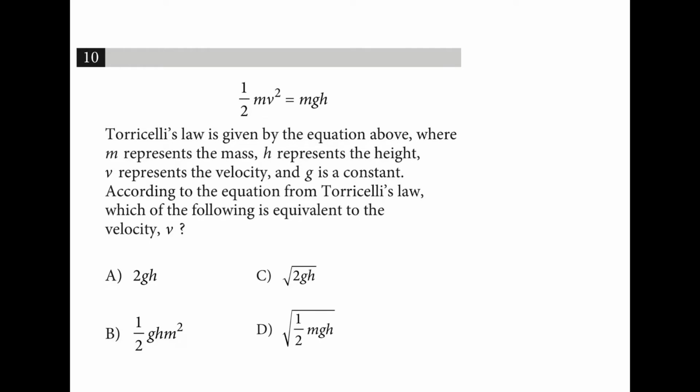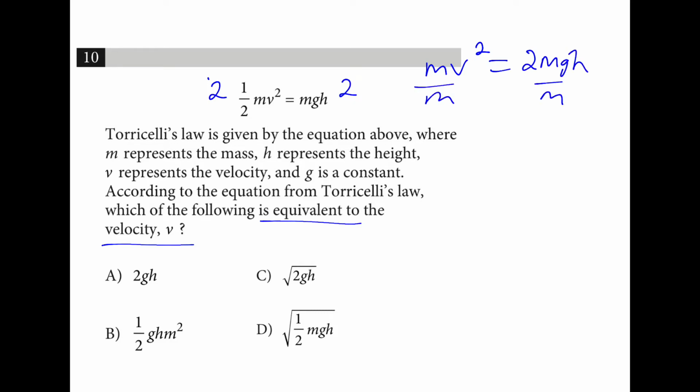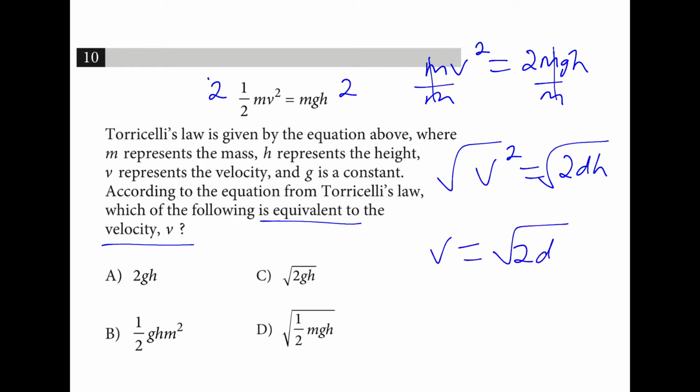Which of the following is equivalent to the velocity v? So I'm trying to get v all by itself. So the first thing I might do is multiply everything by 2. This gets rid of this fraction on the left. So I have mv squared is equal to 2mgh. I can divide both sides by m. Cancels out. So I have v squared is equal to 2gh. I can take the square root of both sides. This gives me v is equal to the square root of 2d. I'm sorry, did I put d? It should be a gh.